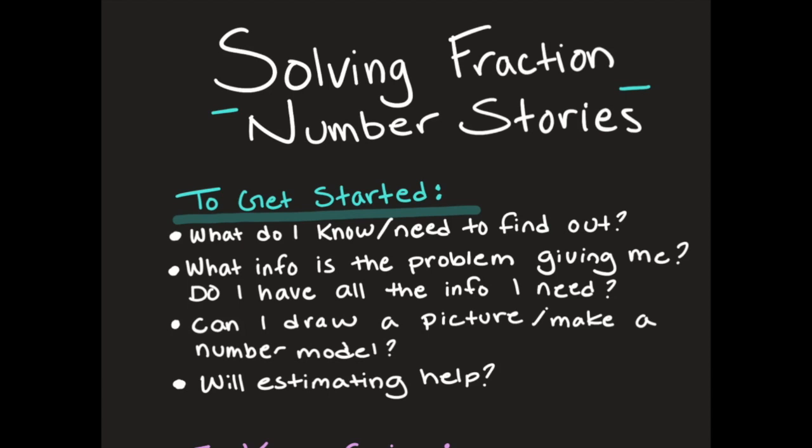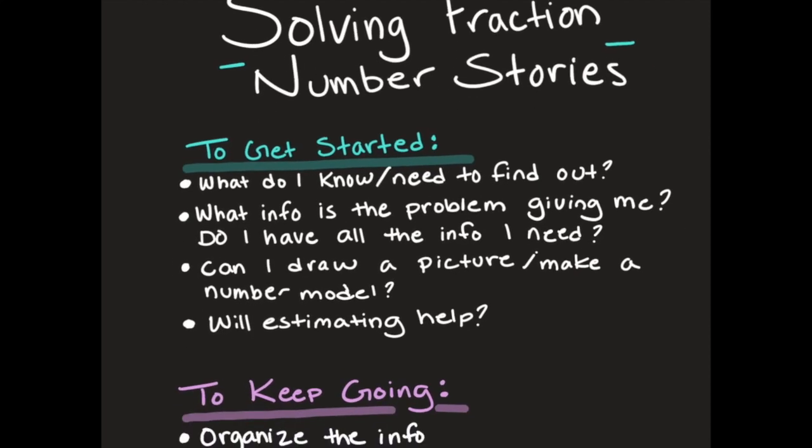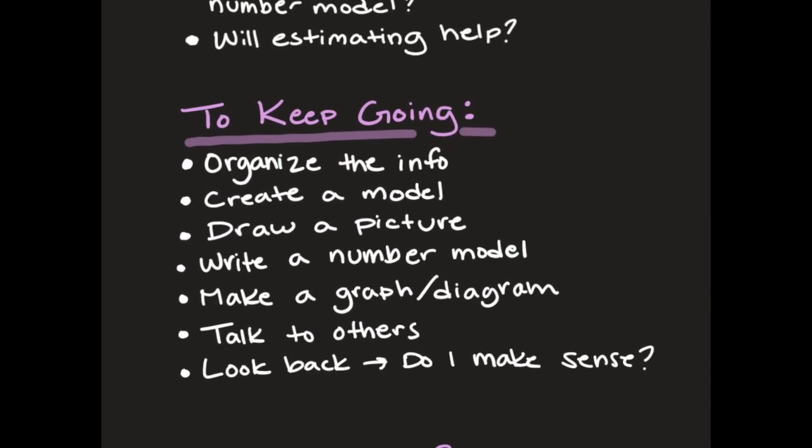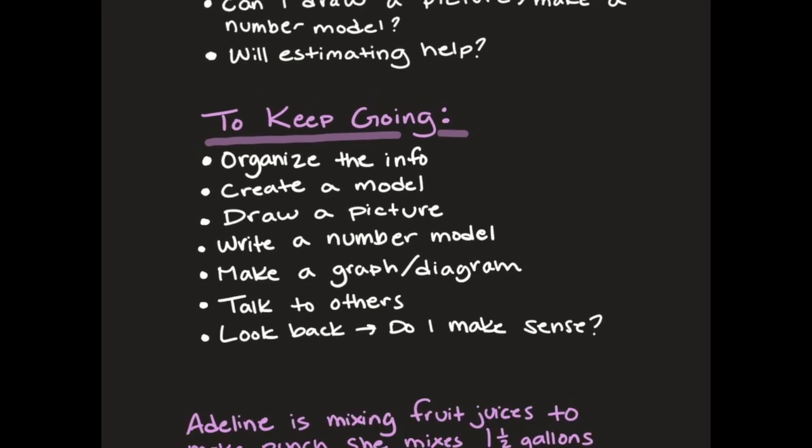And will estimating help? So these are some bullet points that you can use to help you solve those problems and to get started. Now, as you are going through the problems, these are some tips to keep going. Organize all of your information. You can create a model. Sometimes drawing a picture helps us. Writing a number model, make a graph or a diagram, talking to others, or looking back, do I make sense? Is this answer going to make sense when I'm looking at my problem? So again, these are just some tips to help you as you are solving some number stories.